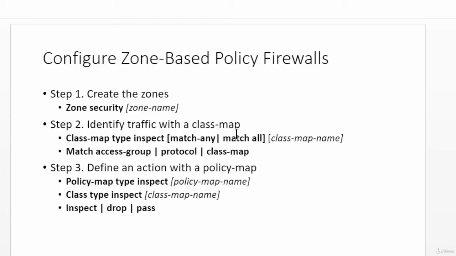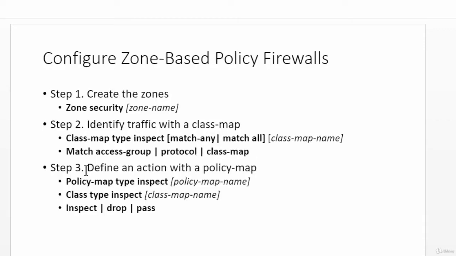Step 2. Identify traffic with a class map. We use two commands. Class-map type inspect and match-any means a packet must meet one of the match criteria, or match-all means all of the match criteria, and enter the class map name. Next, match access-group, protocol, or class-map means we match traffic to an ACL, to a specific protocol, or even another class map.